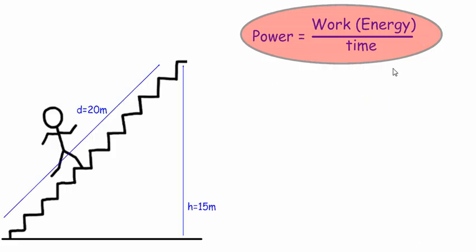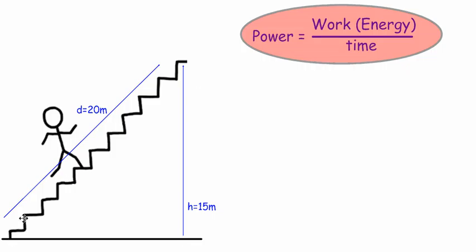To measure our own power, we have to make ourselves do a certain amount of work, or transfer to ourselves a certain amount of energy, and measure the time it took us to do that. We shall do this by running up a flight of stairs, a distance, let's say, of 20 meters, at the same time gaining a height of 15 meters. So what kind of energy have we transferred ourselves? Well, we changed our gravitational potential energy because we changed our height.